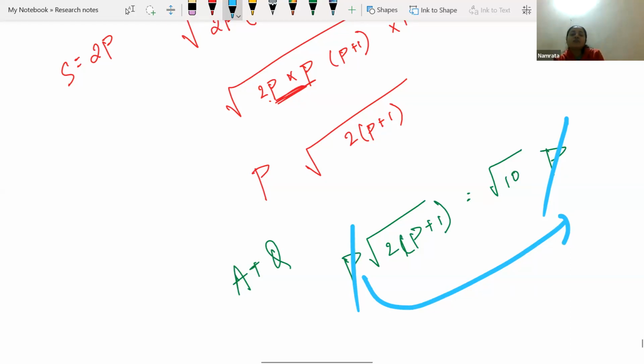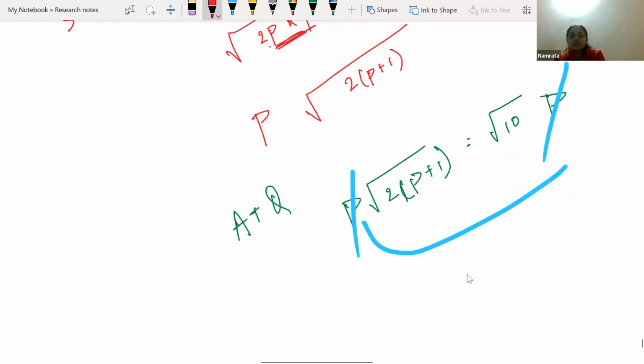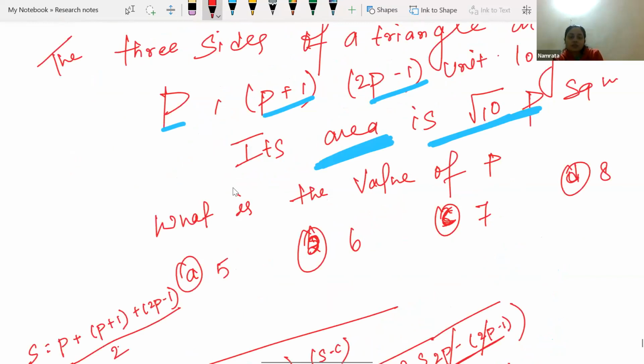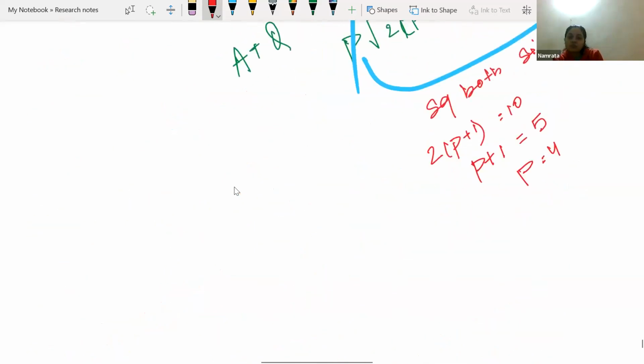Now both sides we are having a square root, so we can say squaring both sides, so that we will just get rid of this square root sign. So squaring both sides, we will be having 2P plus 1 only on this side is equal to 10. That means P value will be 4. Let's see the options. Okay, P is not 4.